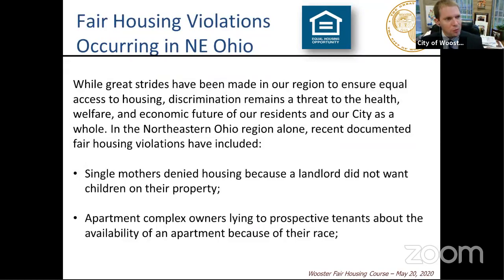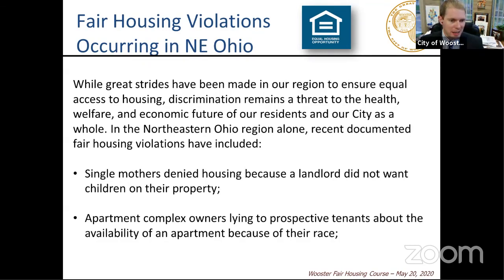And one of the questions that we get is how often is that an issue for us locally? We hear about that in the national news. Is it really a problem locally? And unfortunately, while great strides have been made in our region to ensure equal access to housing, discrimination remains a threat to the health, welfare, and economic future of our residents, not only in our city, but Northeastern Ohio as a whole. So we wanted to share some recent cases over the last few years, and there are several more that are still being looked at today.